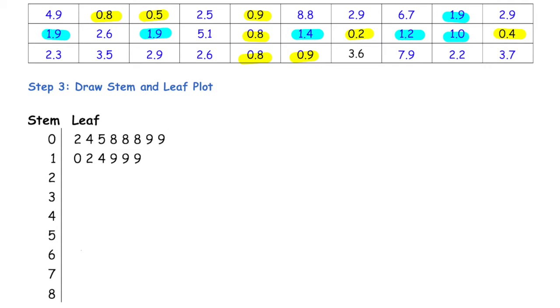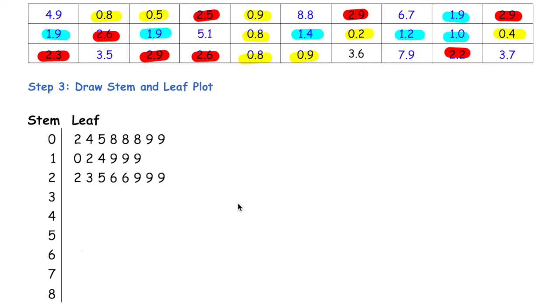Now we're going to look at all the values that have a stem of 2. So we've got 2.3, 2.6, 2.9, 2.5, 2.6, 2.9, 2.2, and 2.9. And once again, we want to show these in ascending order from smallest to largest. So the smallest one is 2.2, then we have 2.3, a 2.5, a 2.6 twice, and 2.9 3 times.